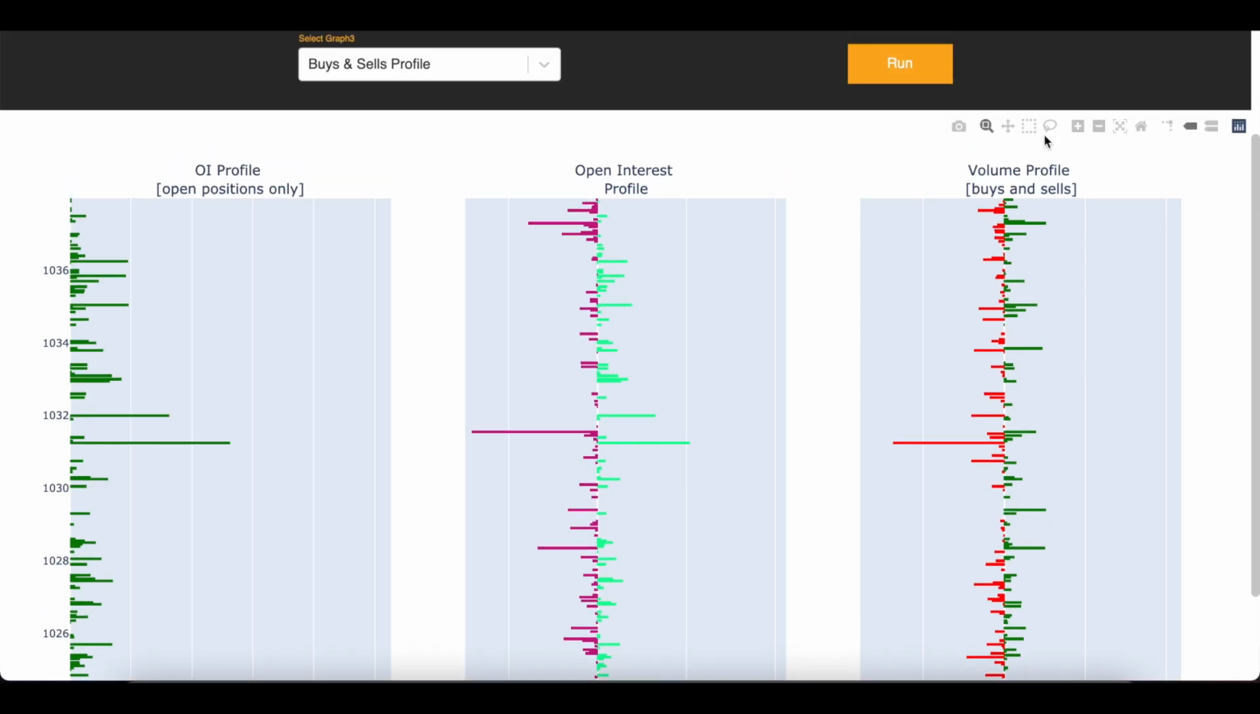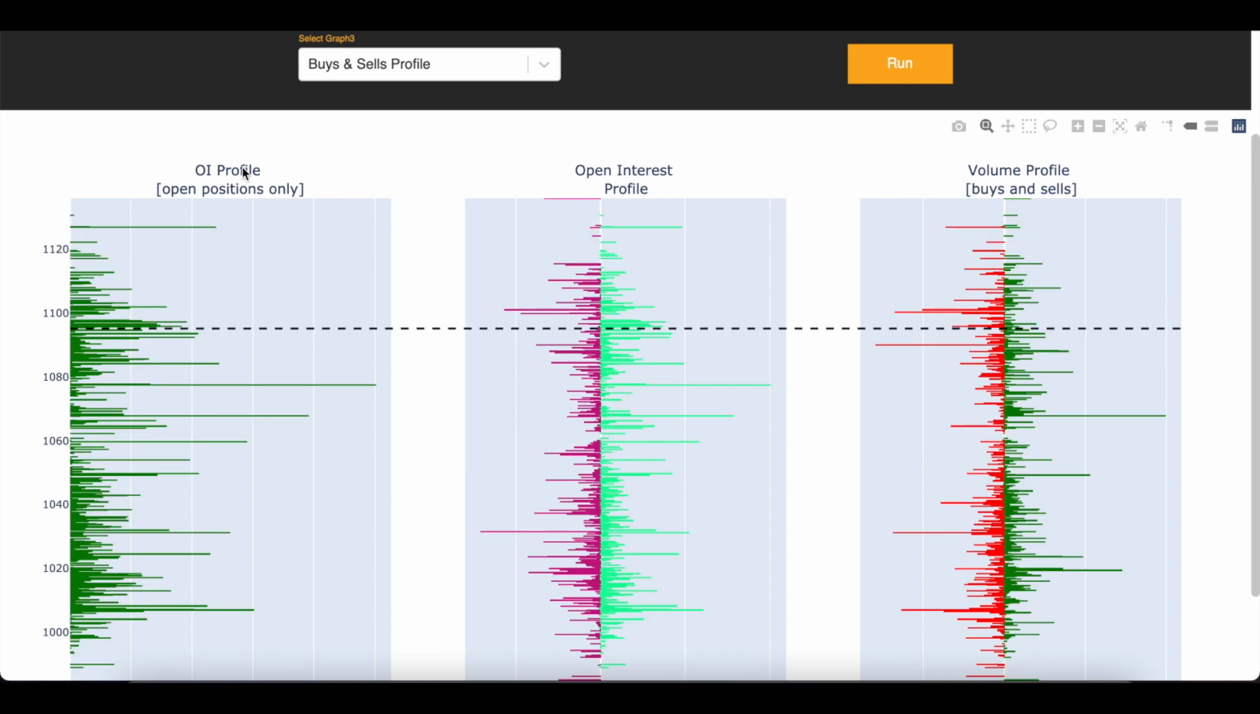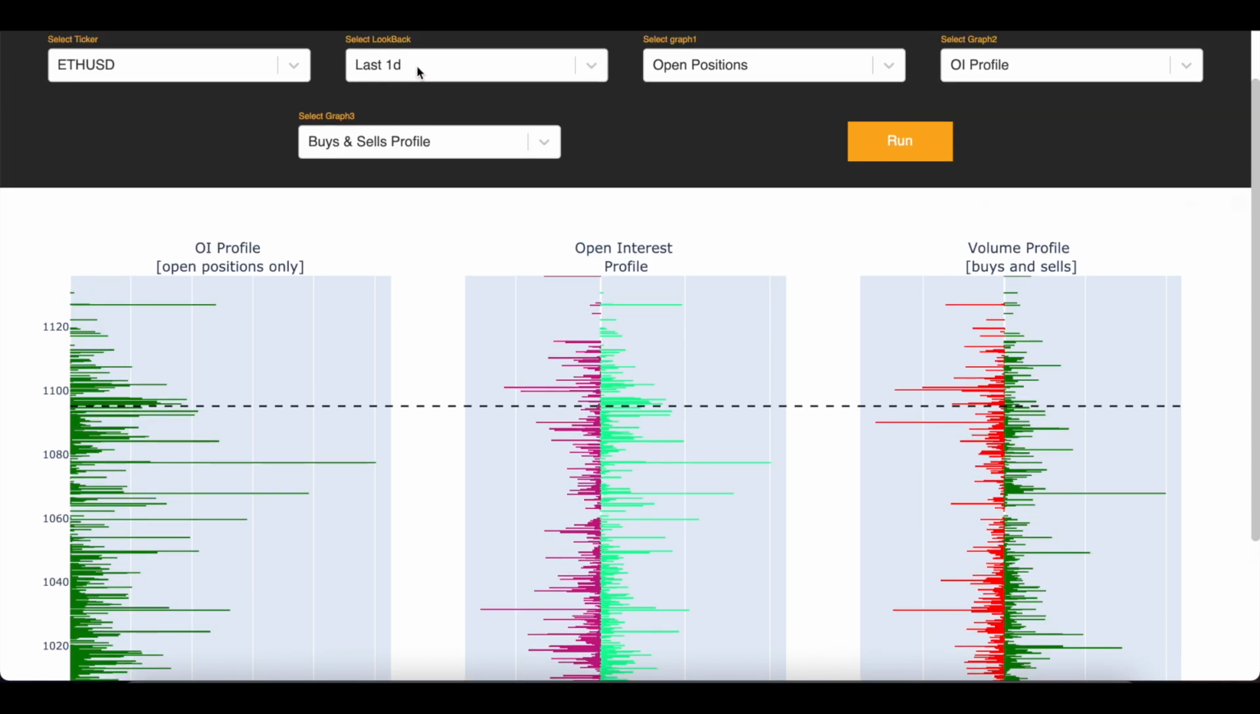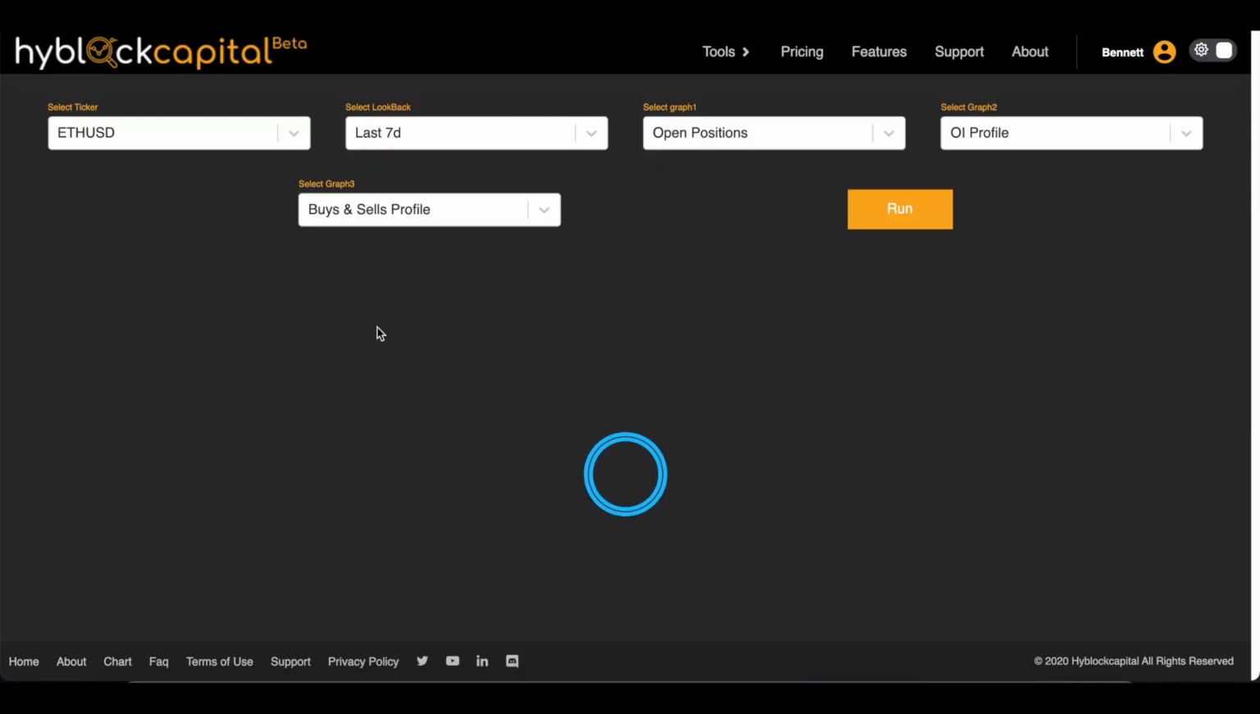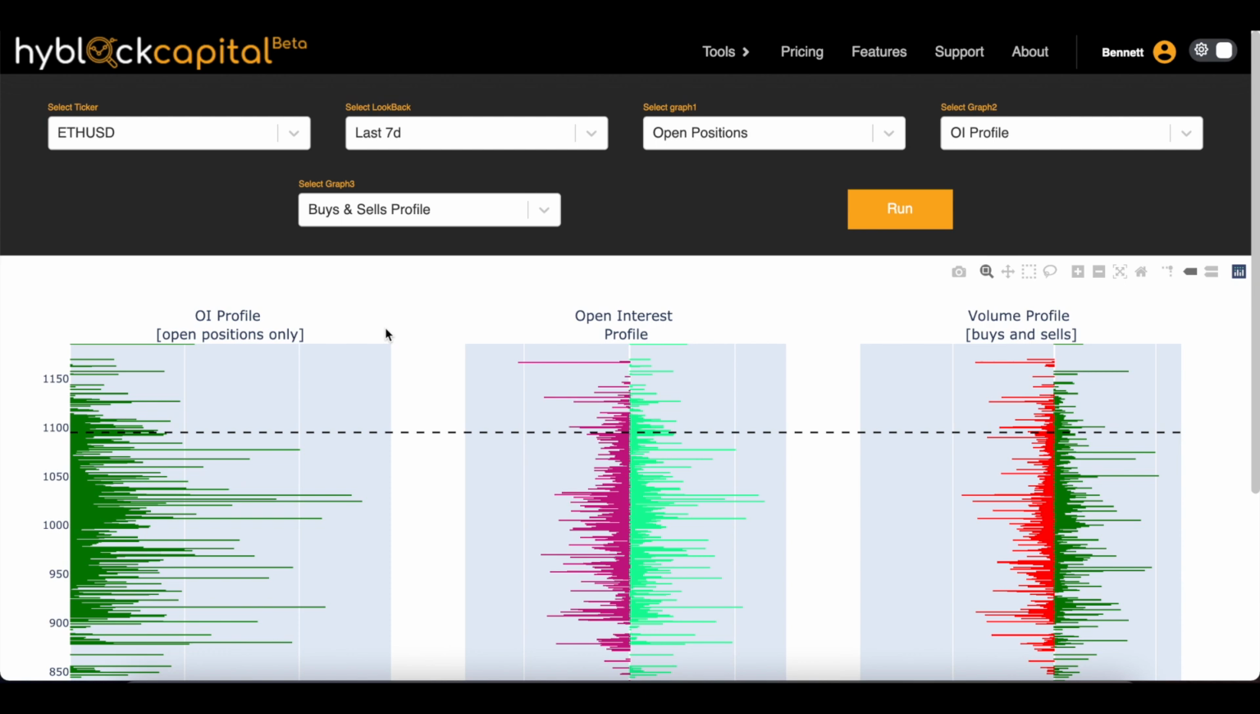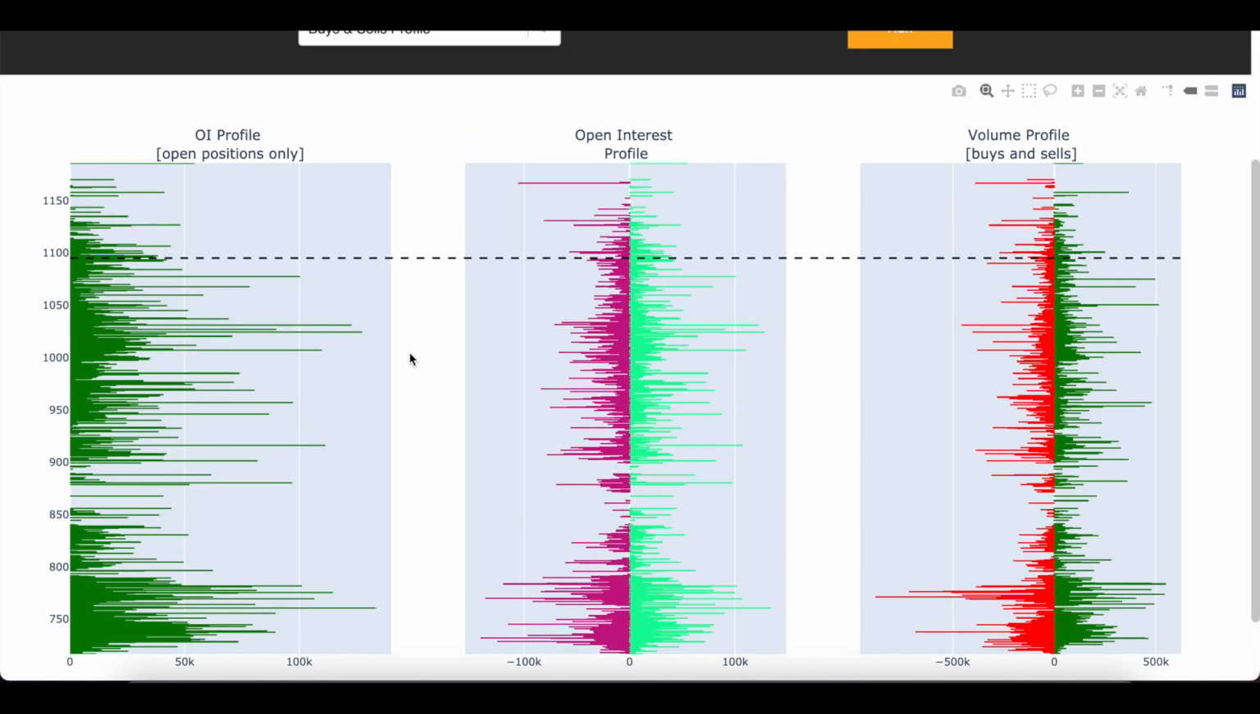Second way you use this tool is by identifying trap traders through the OI profile. So what you're going to want to do is go back to the 7-day, and any large points of a lot of open interest that's far away from price indicates trap traders. So we know that there are a decent amount of trap traders at around the 1030 level, which means that it's probably going to be a little bit harder for price to go. Price is this dotted line right here.